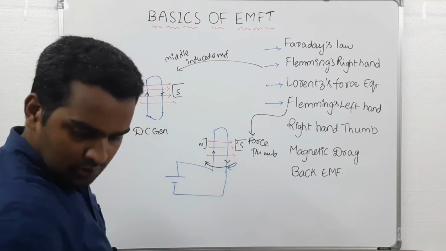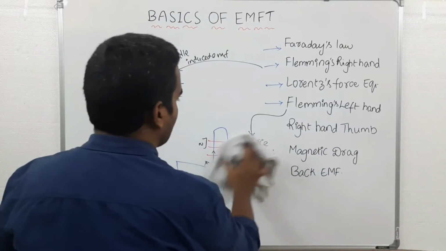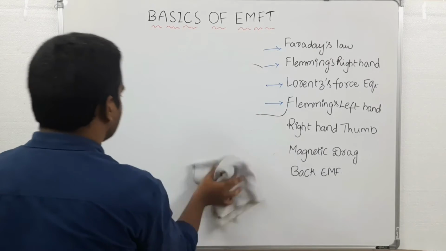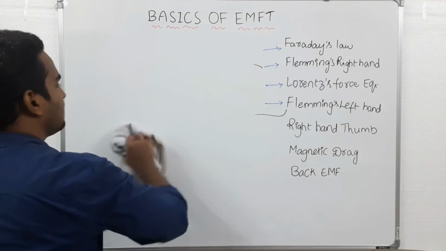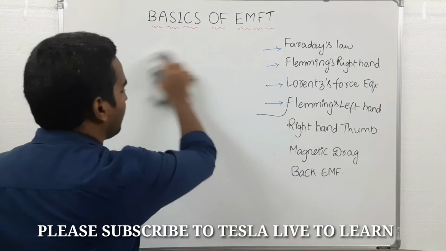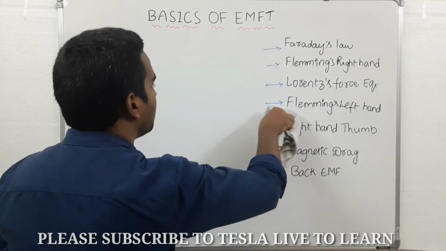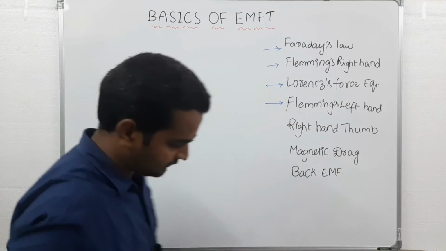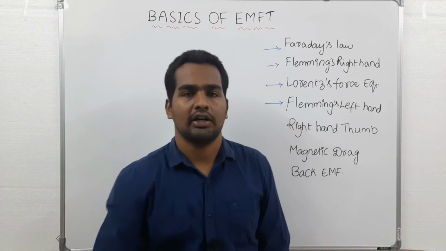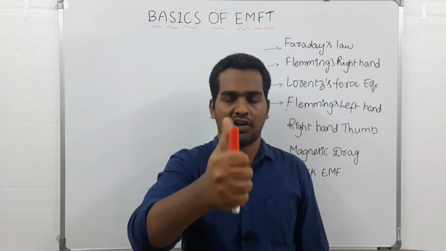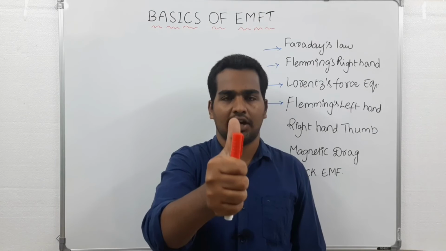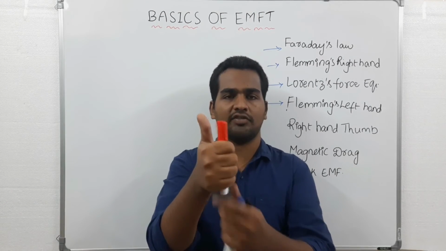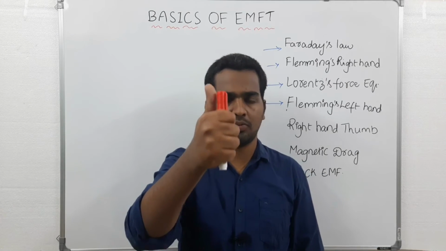Now let's move to right hand thumb rule. Right hand thumb rule states that if you hold a conductor with your right hand, then thumb indicates direction of the current, and the remaining fingers indicate direction of flux produced by that current carrying conductor. So hold a conductor with your right hand, then thumb indicates direction of the current, then the fingers indicate direction of the magnetic flux produced by that conductor.